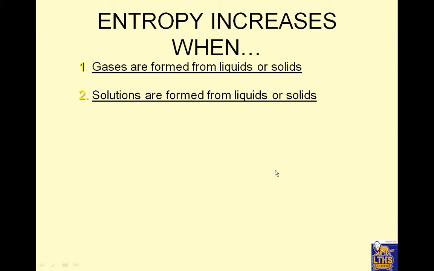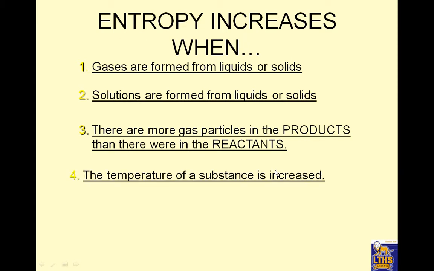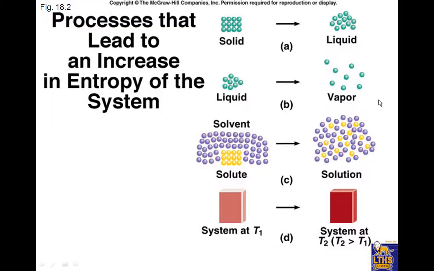If you start with a liquid or solid and you make a solution, so reactants are liquid or solid and products are aqueous, then there's increased entropy in that reaction. If there are more gas particles in the products than there were in the reactants, that's increased entropy in that reaction. So positive delta S for all of these. If the temperature of a substance increases, then it also is increased entropy.